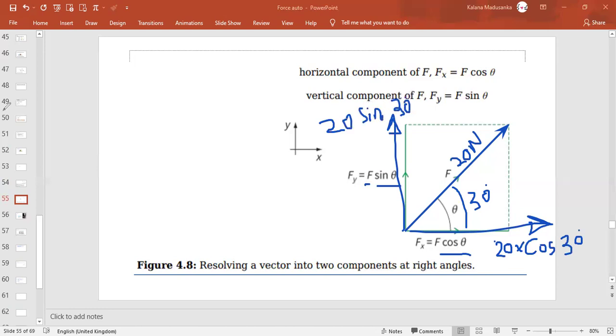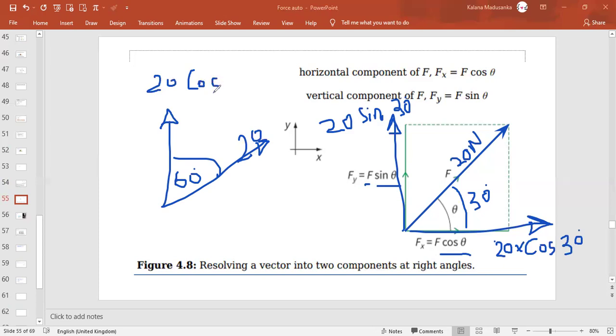However, let's take another example. Let's take the same example. Let's say the angle 60 degrees is given here. Then how do we write down the two components? This one becomes again a cos value, 20 cos 60. And the horizontal component becomes 20 sine 60. Now, can you understand the difference?